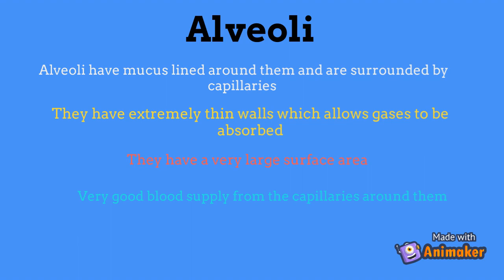I spoke about capillaries in my previous video, so if you want to check it out, I will leave it in my i-card. Alveoli also have very thin walls, which allows the gases to be absorbed easily. And finally, they have a very good surface area. I talked about some of these features in my blood vessels video, so if you want to learn more, you can check it out.